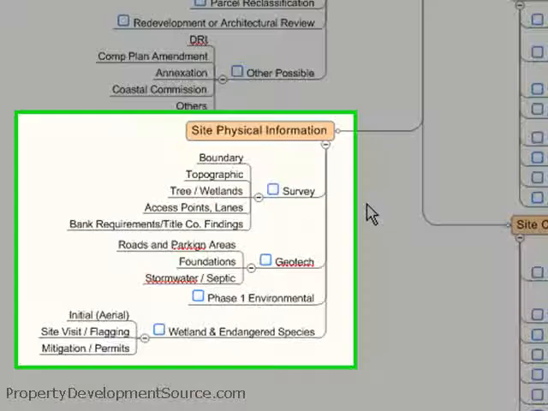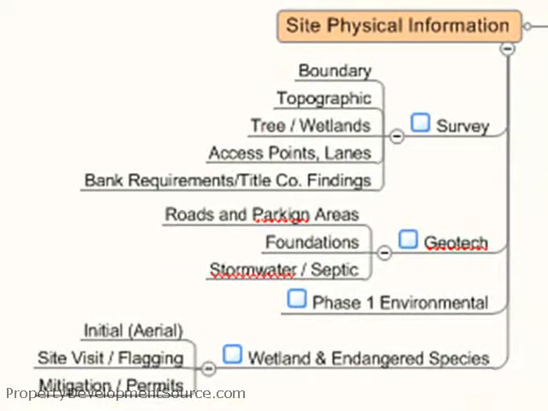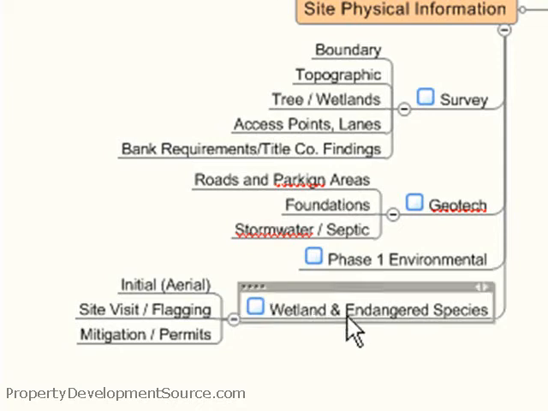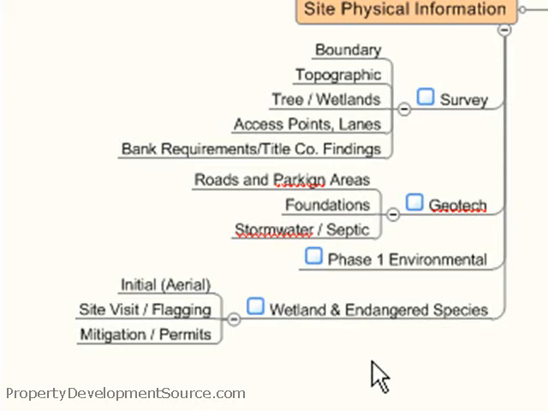From there, we go to the site's physical information. That's your surveys, your geotech, your phase 1 environmental, and your wetland and endangered species. A lot of this information you can get before you hire your surveyor, your geotech, your phase 1 environmental guys, and your environmental guys. But these are the kind of things that you're going to want to be getting in your initial due diligence, and then once you make your go-no-go decision and hire these guys, these are more of this and more details, the kind of things you're going to want to get. I'll go through more of that, like I said, in other videos.